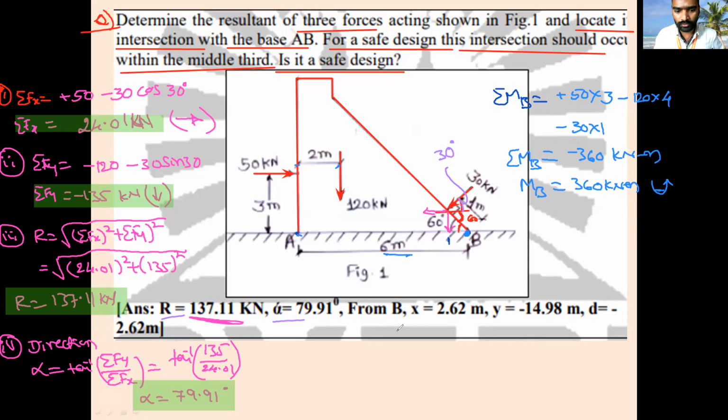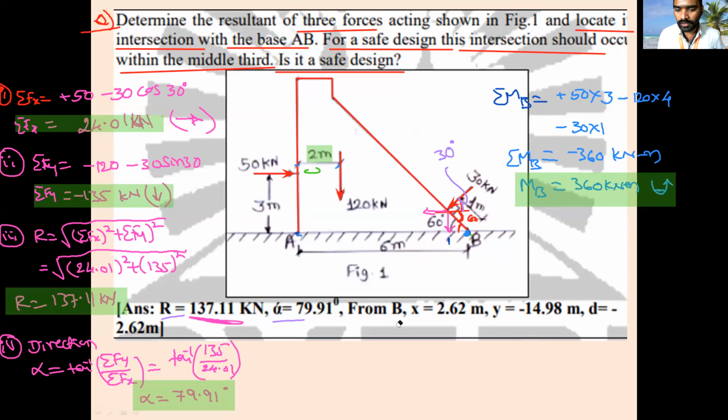Are you getting everyone? Yes, sir. The student asks how the distance for F4 is obtained. See, F4 is the 120 force. The distance is given here. How much is it? 2 meter from this face, from A. So how much is A to B? 6 meter. 6 minus 2, the remaining is 4 meter. Are you getting it? Yes, sir.